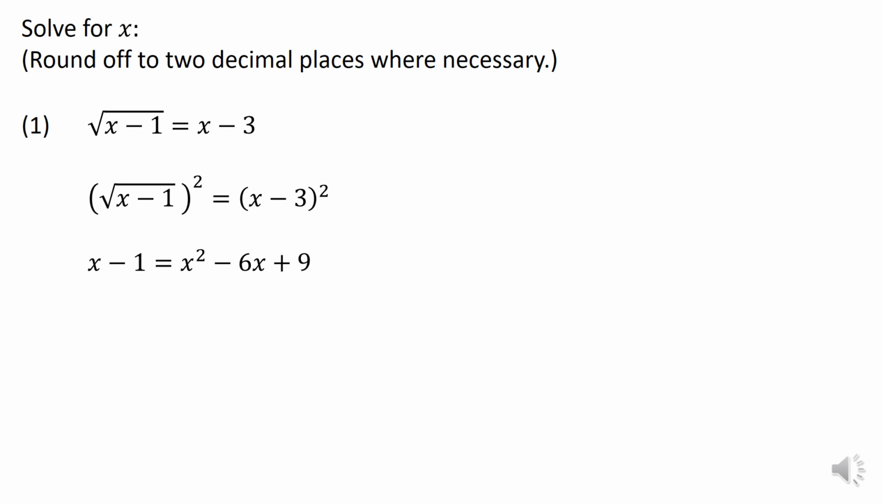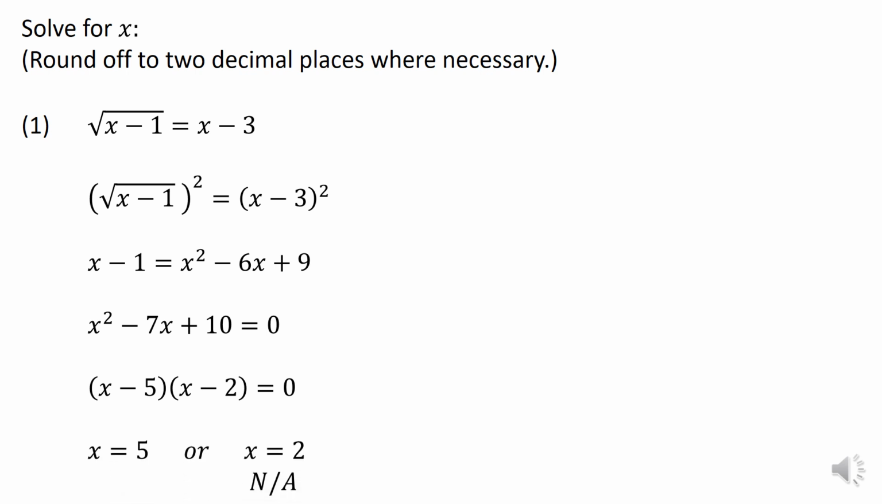X minus 1 is on the left hand side, and on the right hand side we have x squared minus 6x plus 9. Get everything onto one side to get to standard form, which is x squared minus 7x plus 10 equals 0. Factorize: x minus 5, x minus 2 in brackets equal to 0. X is equal to 5 or x is equal to 2. However, when we test it out, we'll notice that x is equal to 2 does not work, so it's not applicable. If 2 is plugged in, the square root will equal a negative number, which is impossible.